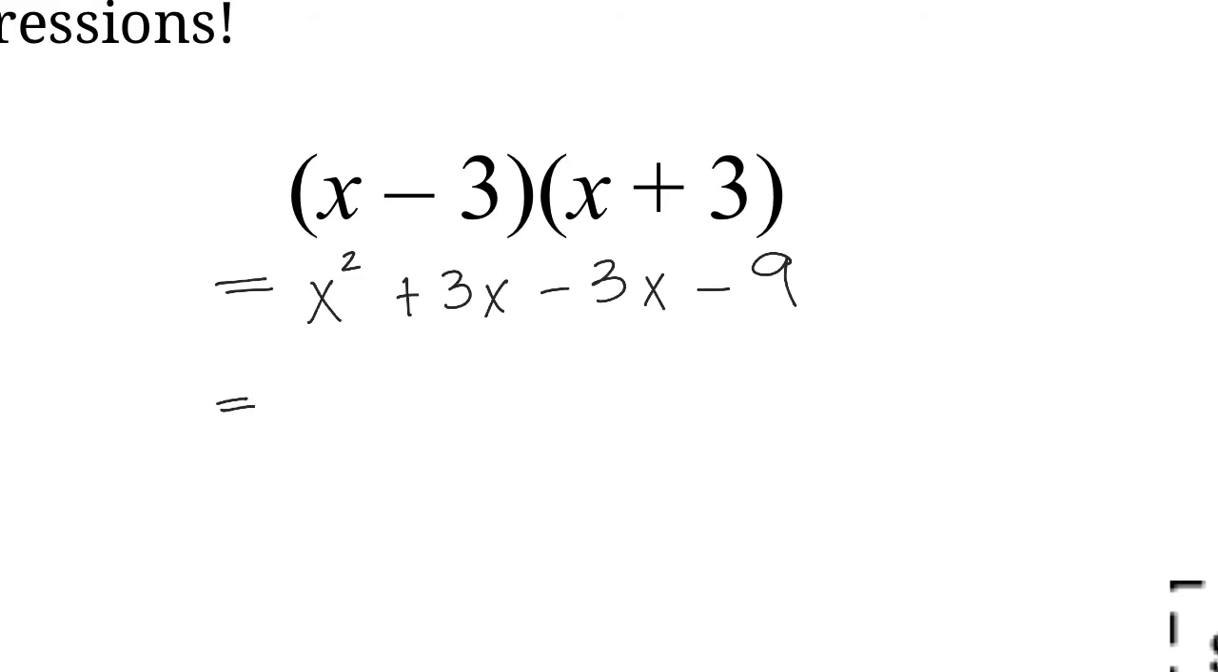And if I collect like terms, I can put together these two middle terms here that both have x's, and that's going to leave me with x squared minus 9. So you can see here that the terms that have the x variable are eliminated, they disappear. And so you're only left with a term that is squared, a subtraction sign, and a plain number on the end.